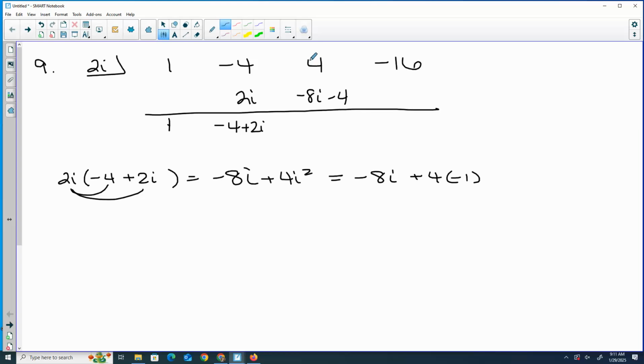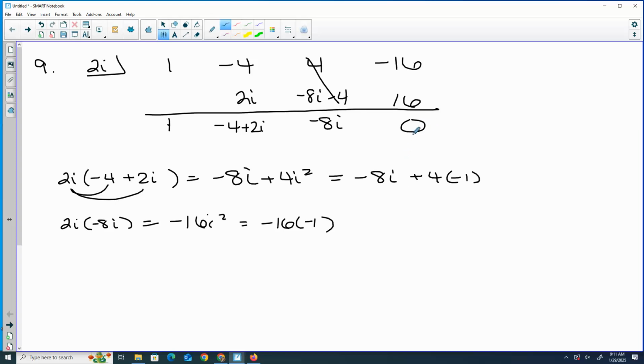When you add those together, the 4 and the -4 cancel. We get -8i. So 2i times -8i is -16i squared. That means -16 times -1, which is positive 16. Add those up and we get 0.